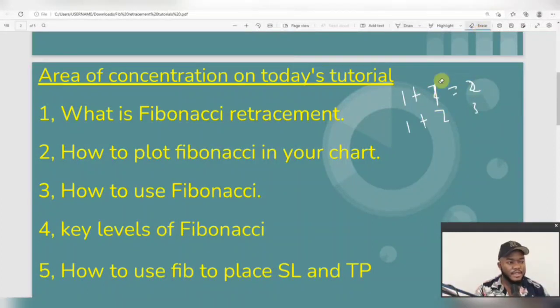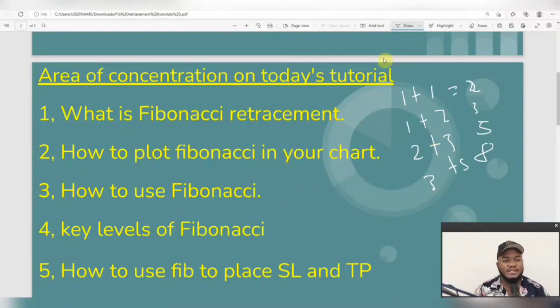Let me clean it up so that you understand. This is 1 plus 1 equals 2. Then 1 plus 2 equals 3. Then next is 2 plus 3, which is equal to 5. Then next we'll have 3 plus 5, which is equal to 8. So right now we have 2, 3, 5, 8. These are Fibonacci sequence numbers.